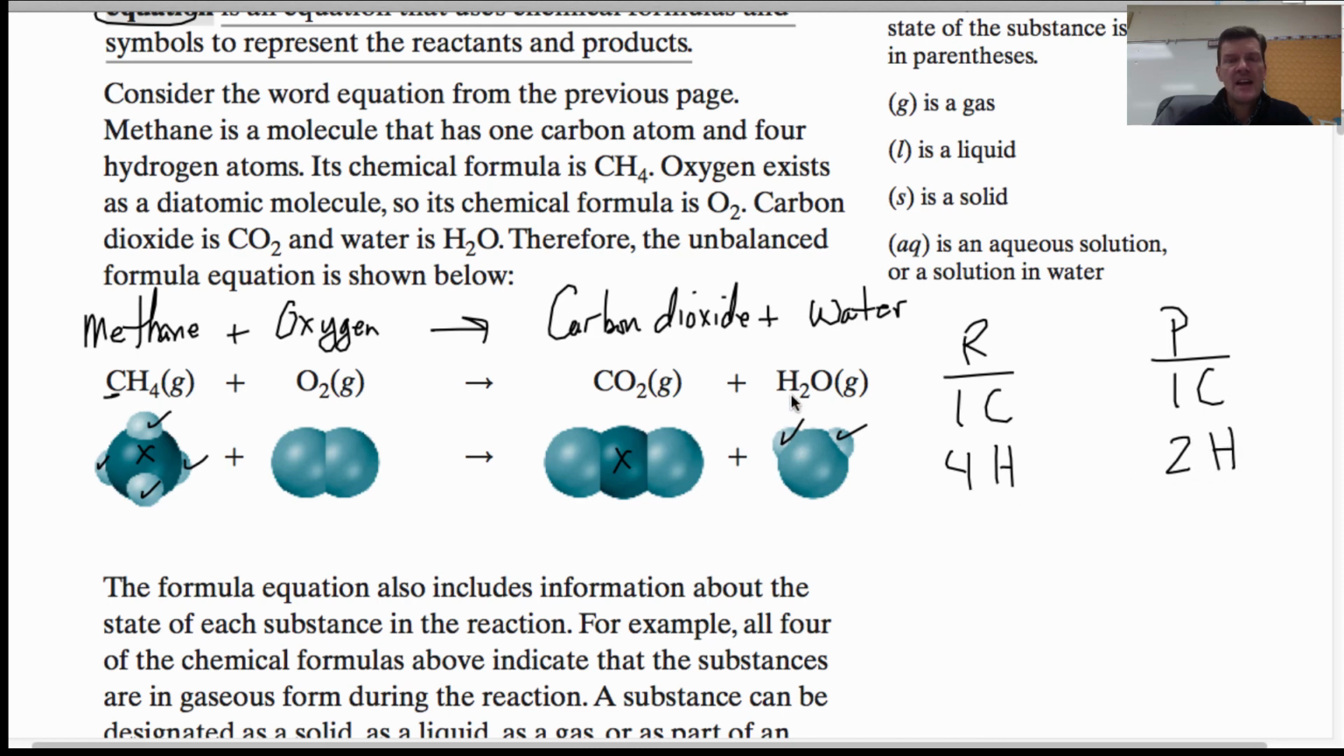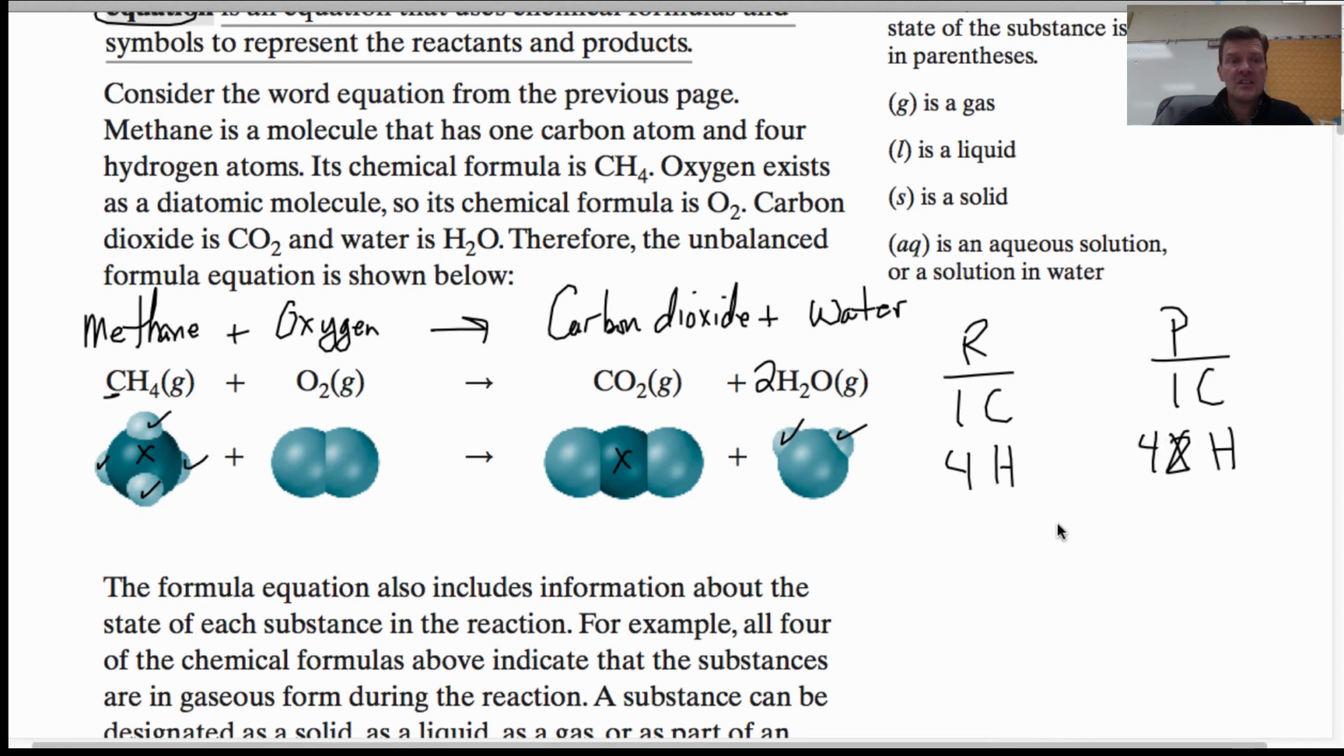So I'm going to have to double or triple or do something to this water to make sure I have the same on both sides. Well, I'm going to double them. Remember, don't change the water formula. Only put a coefficient in front. I'm doubling the number of water molecules. I'm not changing the formula. So I've got 2 water molecules over here. So that changes my number of hydrogens from 2 to 4.